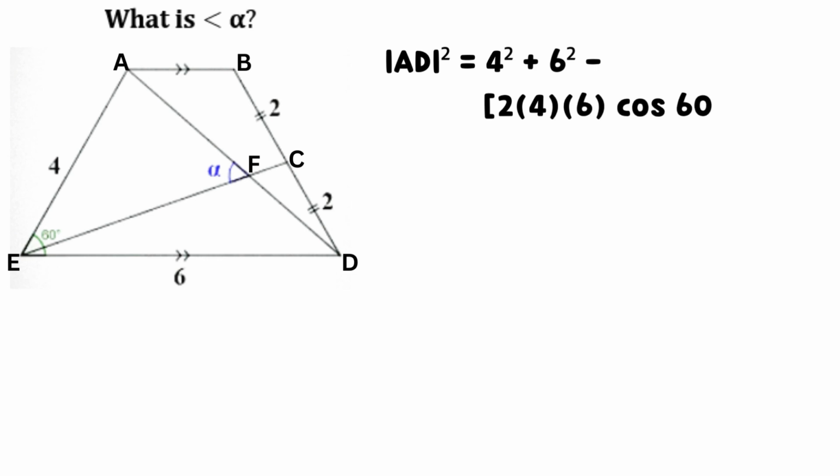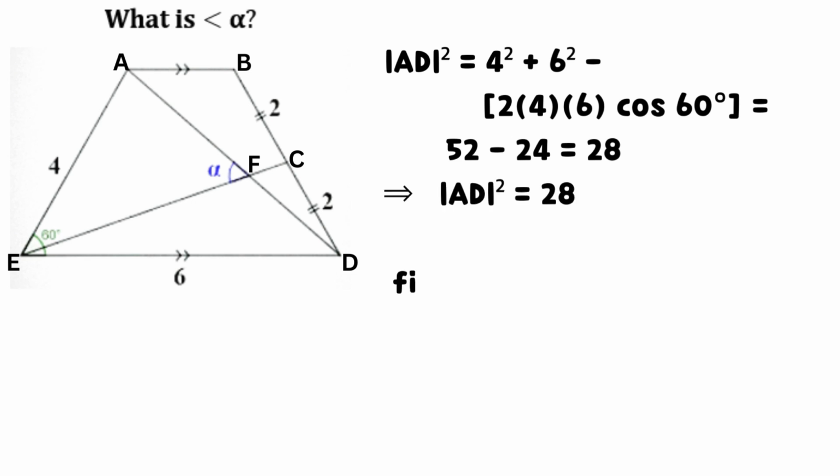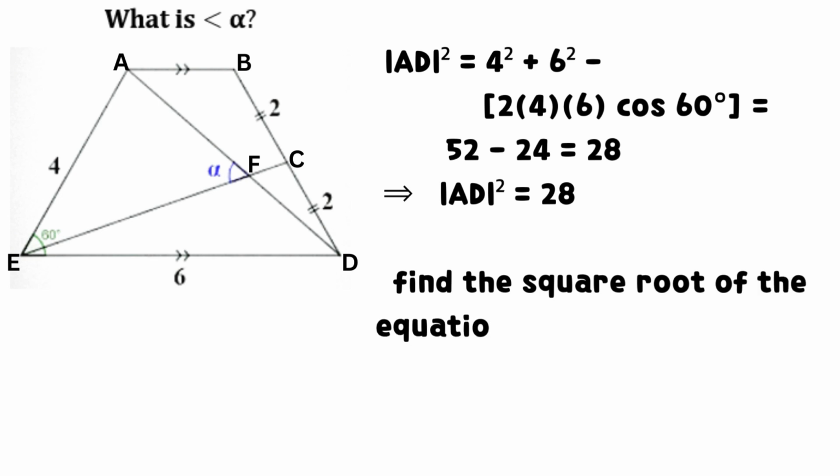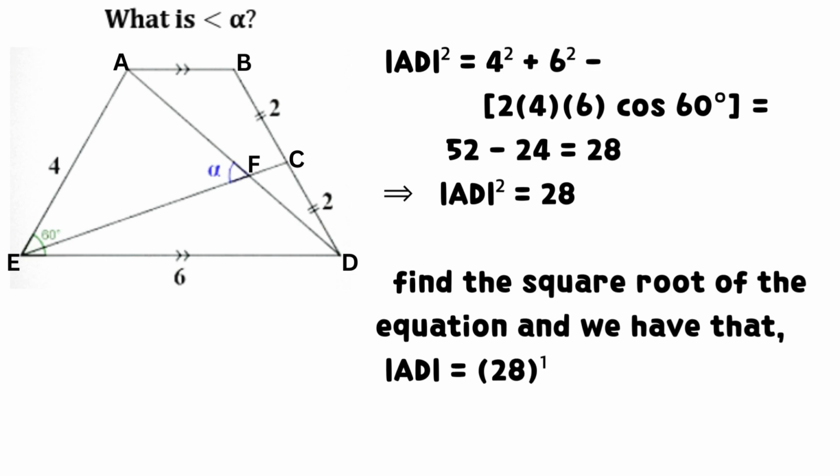the square of line AD equals the sum of the square of 4 and the square of 6 minus the product of 2, 4, 6 and cosine 60 degrees, which equals 28 after simplification. Find the square root of the equation, and we have that line AD equals the square root of 28, which equals 2 times the square root of 7. We call it equation 1.